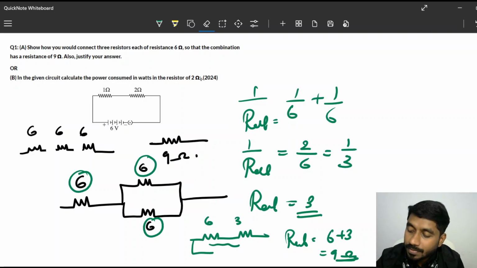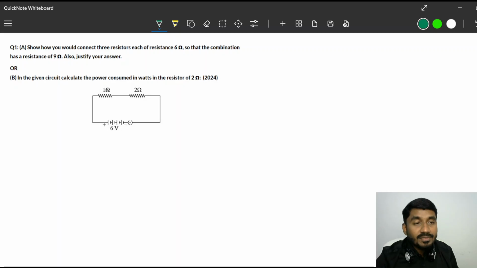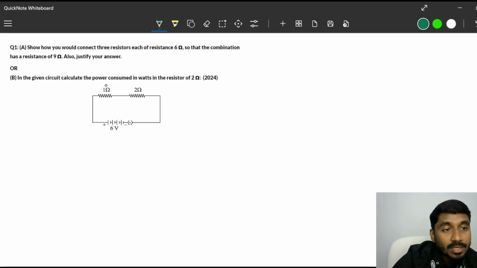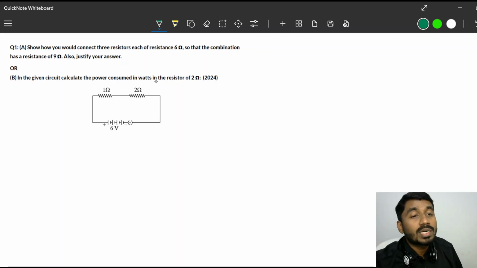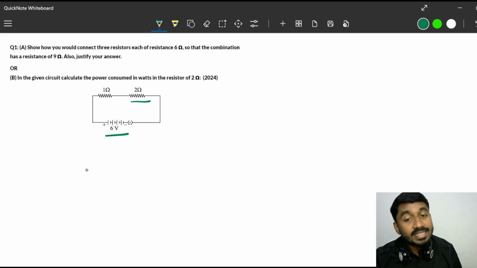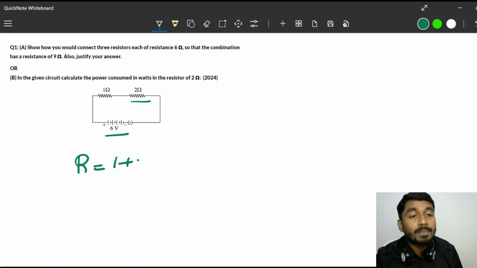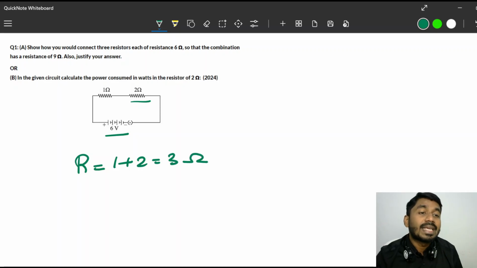Next question. In the given circuit, calculate the power consumed in watts in the resistor of 2 ohm. So voltage is given, so we need the current. So power consumed in the 2 ohm. We can first find the total resistance. 1 plus 2 ohm is equal to 3 ohm.